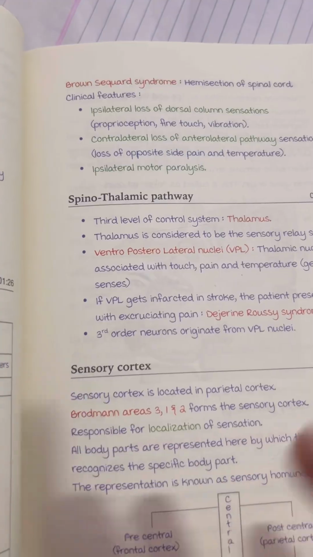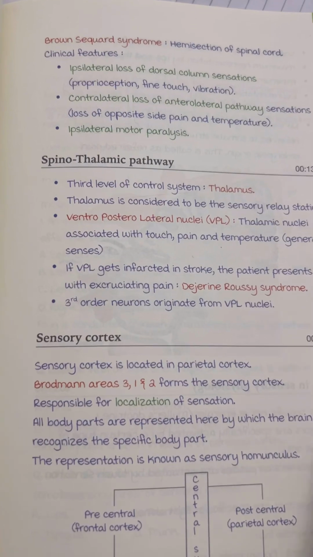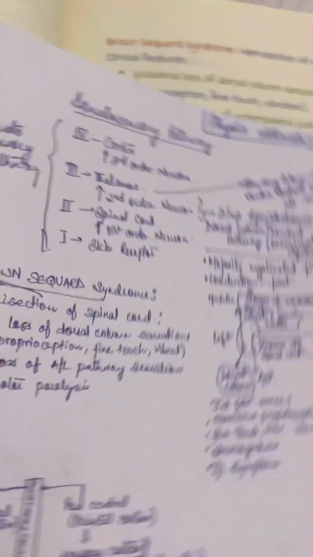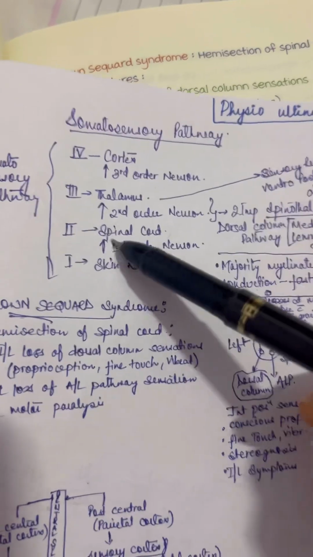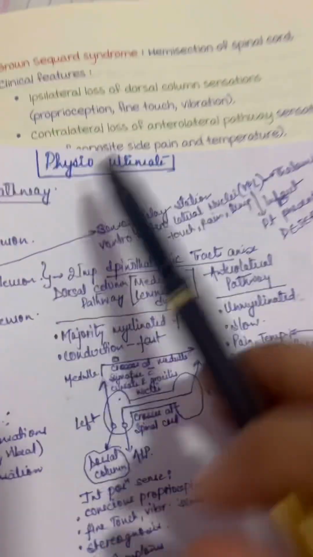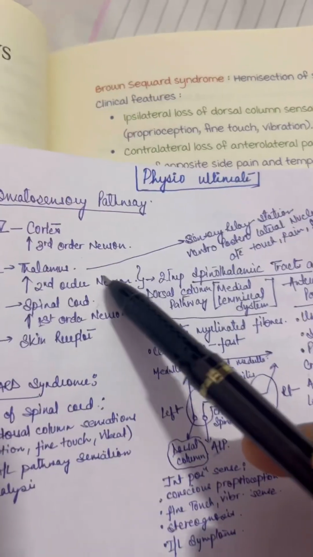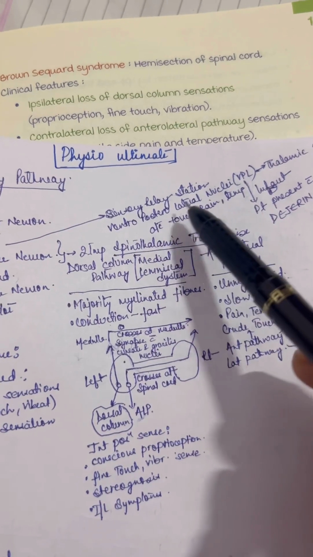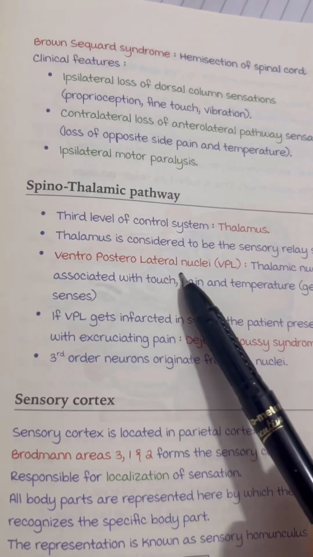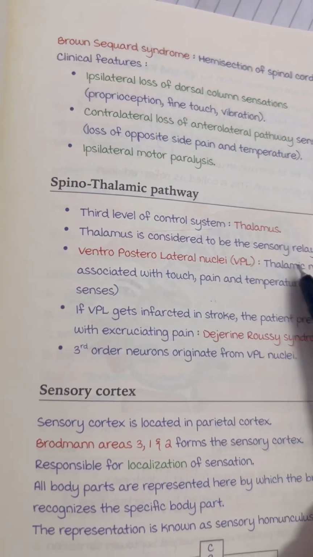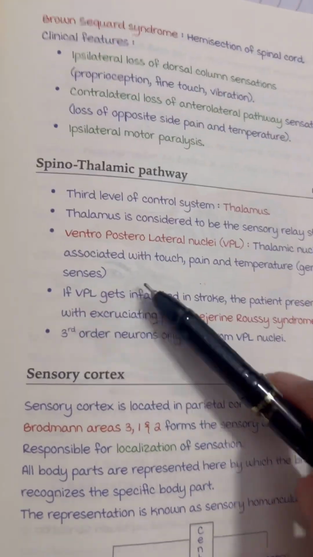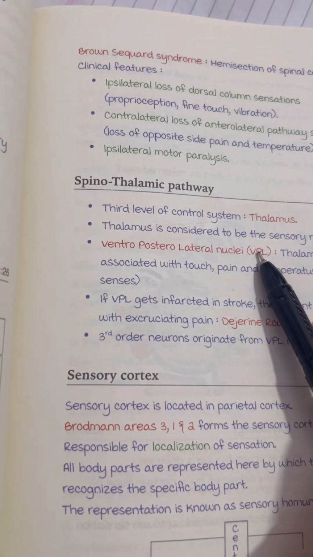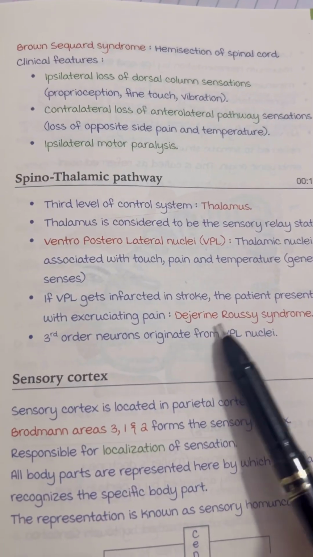Now there is the spinothalamic tract. In the spinothalamic tract, you don't need to study anything. I don't think you need to remember everything. Just see, spinothalamic tract means spinal cord to thalamus. The sensory relay station is the thalamus. Thalamus is also known as the sensory relay station, that is the ventro-posterolateral nuclei. This is the thalamic nuclei, see here, ventro-posterolateral nucleus. This is not important at all. If this VPL is infarcted in stroke, this is Dejerine-Roussy syndrome.